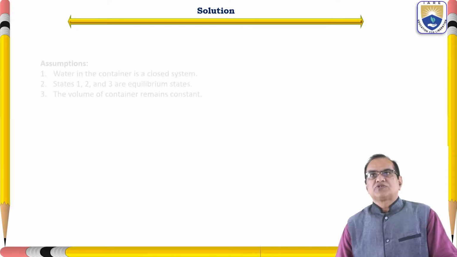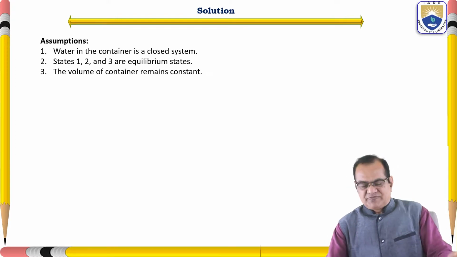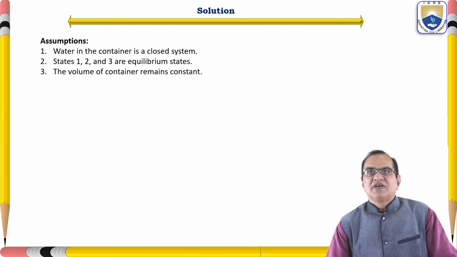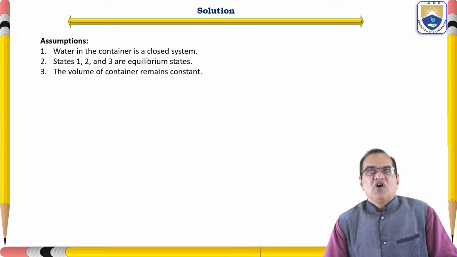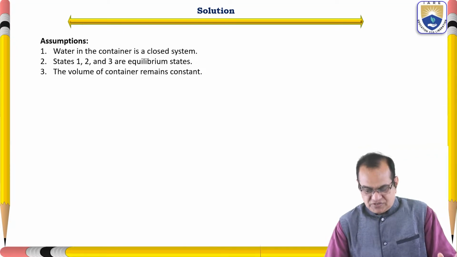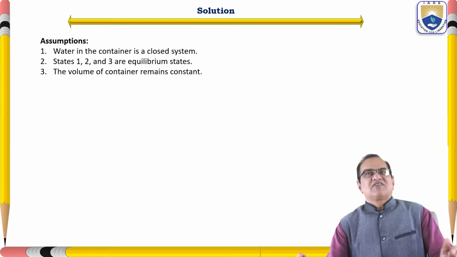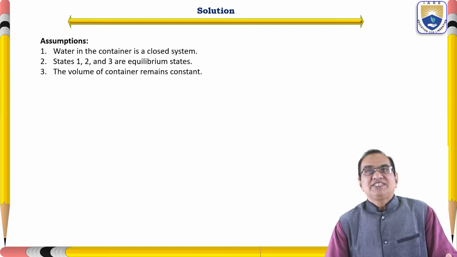To solve this problem, we should have some assumptions. Assumptions are: one, water in the container is a closed system. Two, states 1, 2 and 3 are in equilibrium. Three, the volume of the container remains constant. So whatever volume is given, it is constant, and it is a closed system.